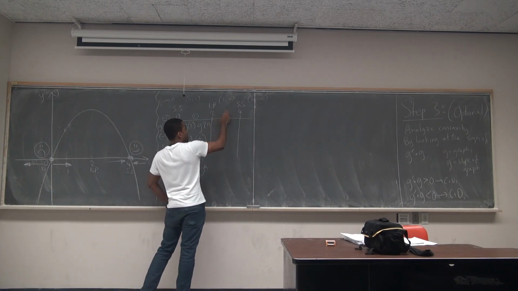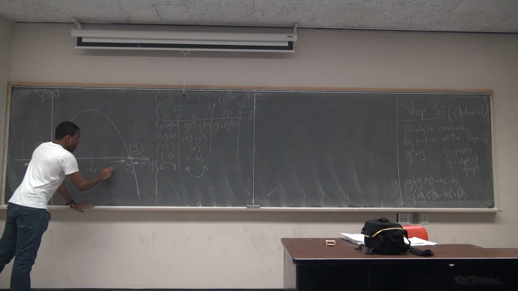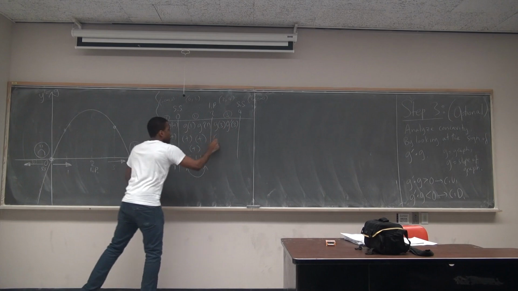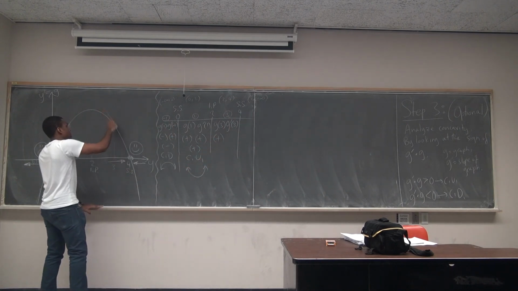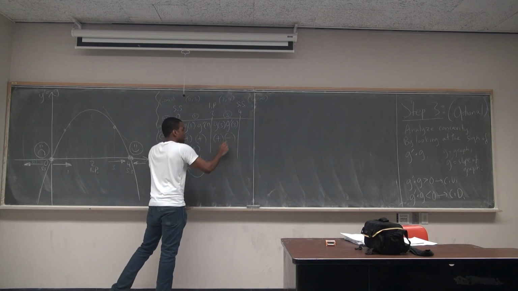Pick a number in here, like a 3. I'm going to look at g of 3 times g prime of 3. So here it's 3. What's the graph? Positive. Draw a tangent line. What's the slope? Negative. Positive times negative is negative. Concave down, down like a frown.